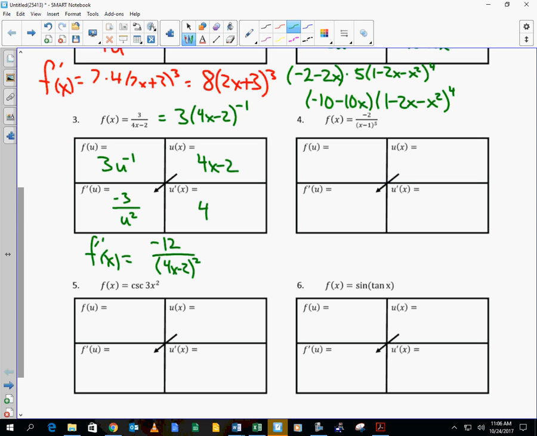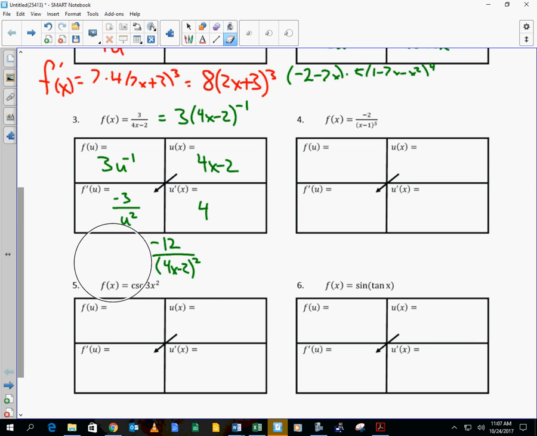Go ahead and try number 4 on your own. I would encourage you to rewrite it just like I did. Try number 4 on your own. Yes, Michael. So I multiply these together. And 4 over 1 times negative 3 over u squared will give me a negative 12 over u squared, since u is 4x minus 2. So that was not better? Good.